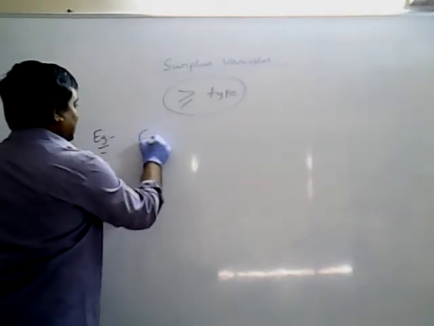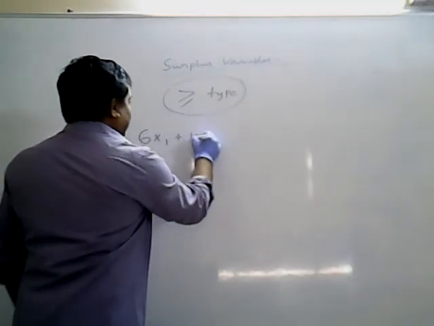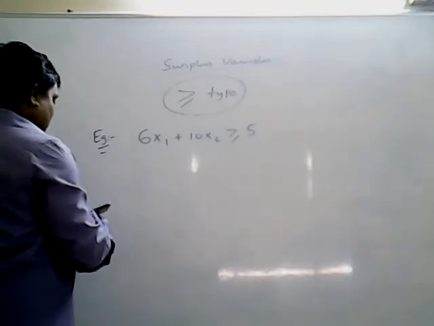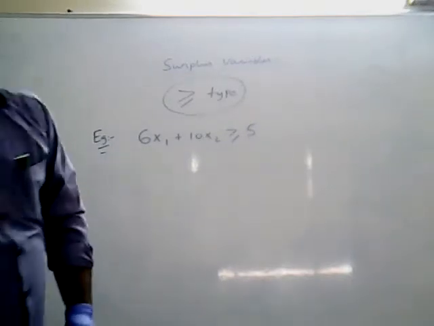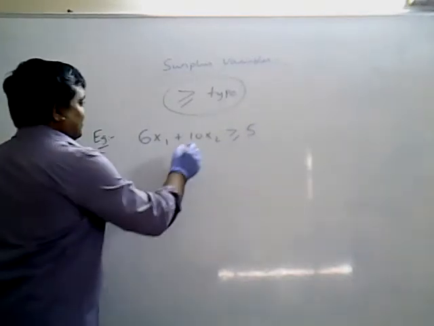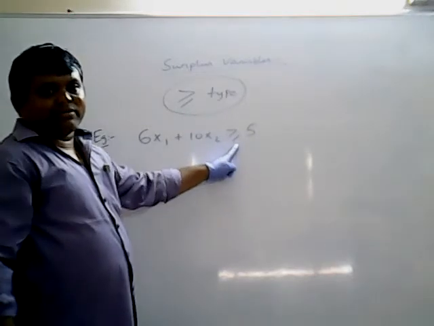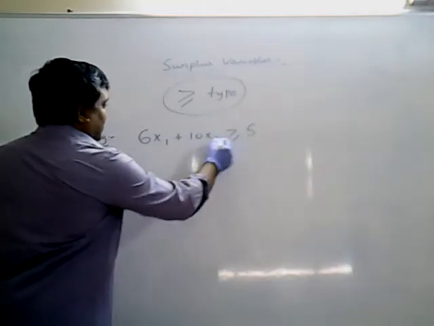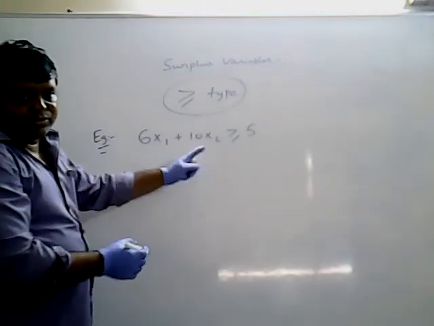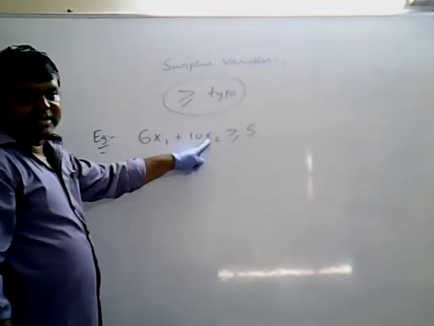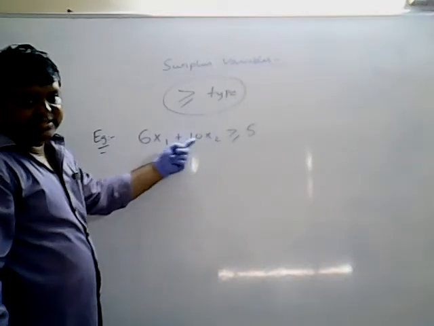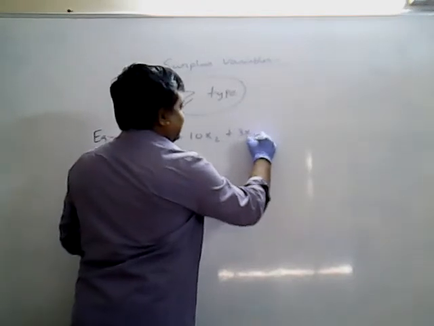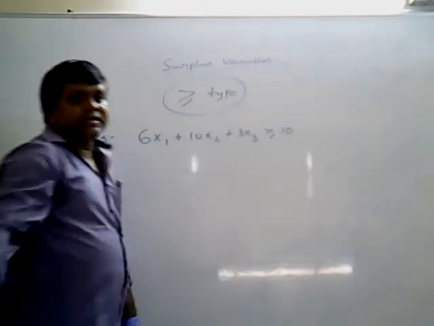I will consider one constraint: 6x1 plus 10x2 greater than equal to 5. Now this is a greater than equal type constraint. So I will take a surplus variable now because you have to use surplus variables. Already x2 is completed. I will consider x3. Sometimes what happens is, suppose you want 10x2 plus 3x3 greater than equal to 10.